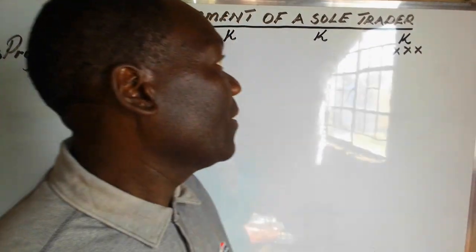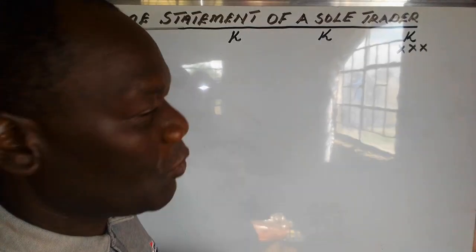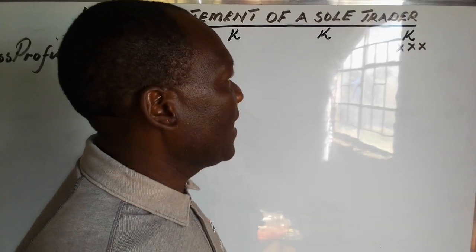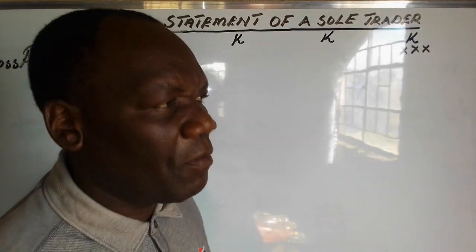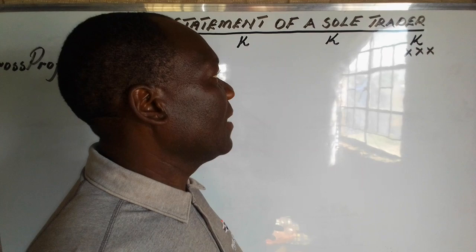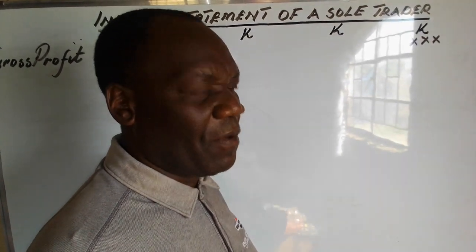Last time we looked at the income statement up to gross profit level. Now today, which is part 2, I want us to continue. We look at the gross profit and its expenses until we arrive at the net profit.